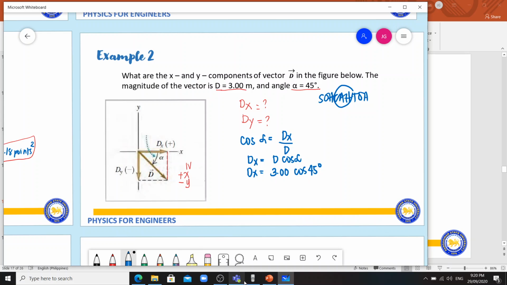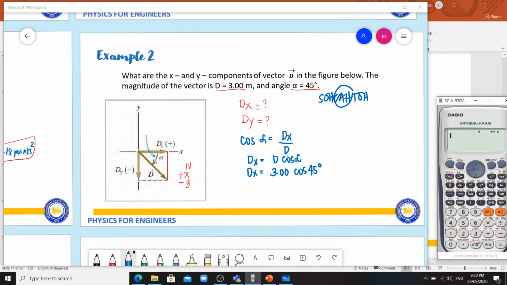Okay, labas natin si calcu. 3 cosine 45. That is what? 2.12. Okay. dx is 2.12 meters. Alright. Okay. So, kung mapapansin nyo din, si angle ay what? Going what?